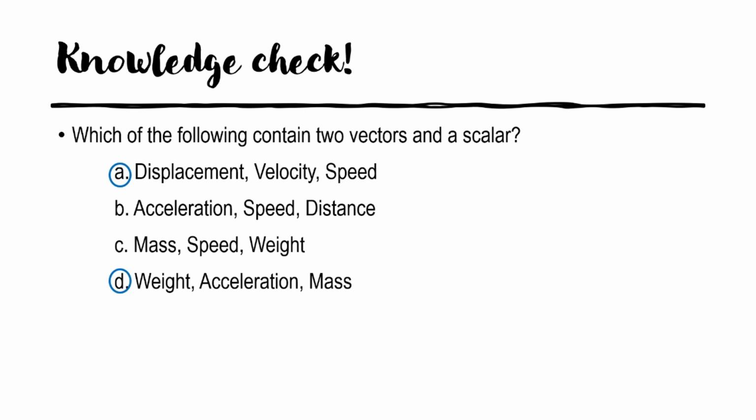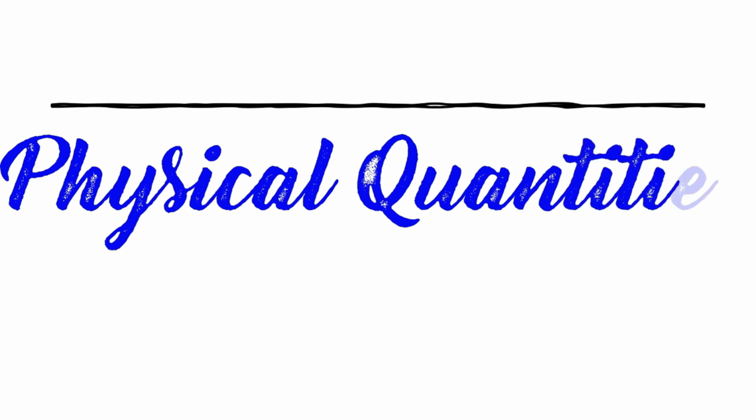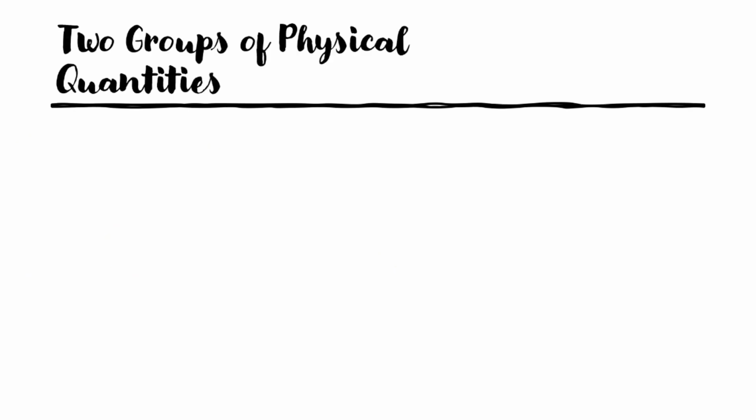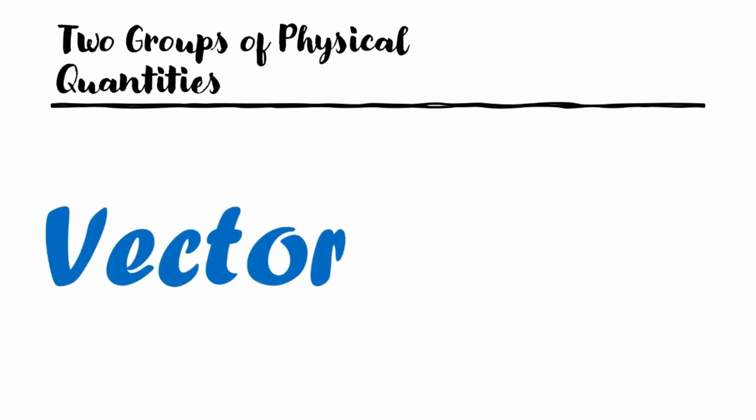We encounter many physical quantities in our daily life. There are so many physical quantities in nature. We can even divide them into two broad groups called the vectors and scalars. So ano nga ba ang vector and scalar quantities?